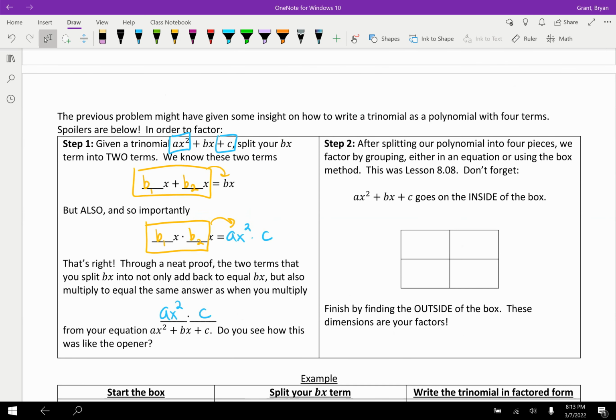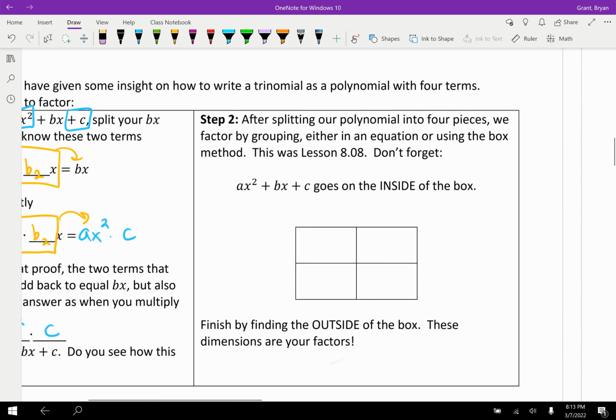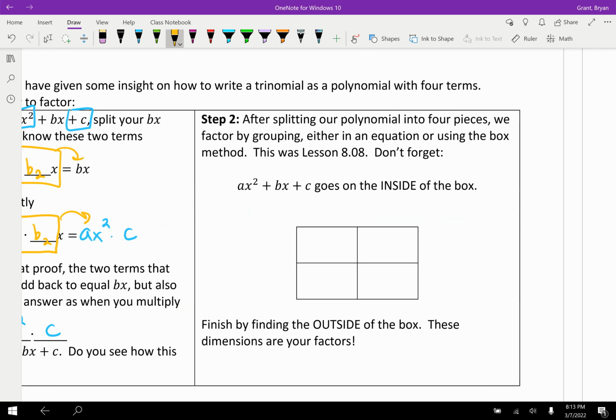Once we solve that puzzle, and it's no harder than the opener, that tells us what these 2 values are. We can now split our polynomial into 4 pieces. The 4 pieces would be this: ax squared and c go in our box, and the 2 b pieces, b sub 1 of x and b sub 2 of x, go on the other parts. You, of course, finish by finding the outside of the box.